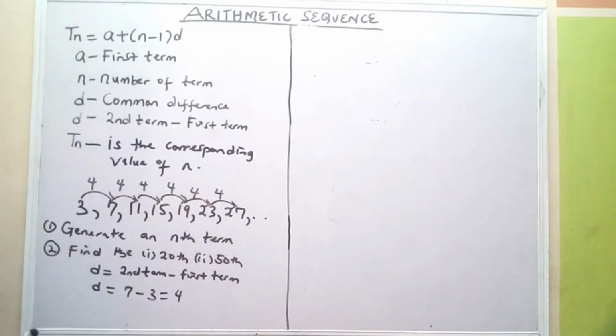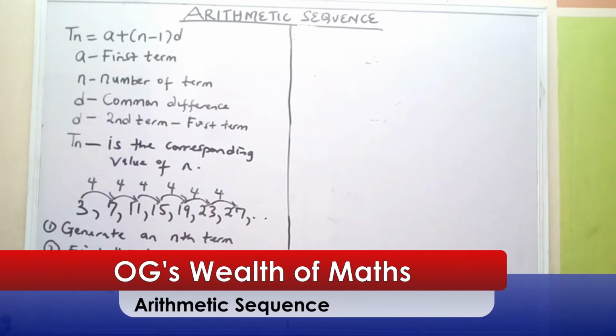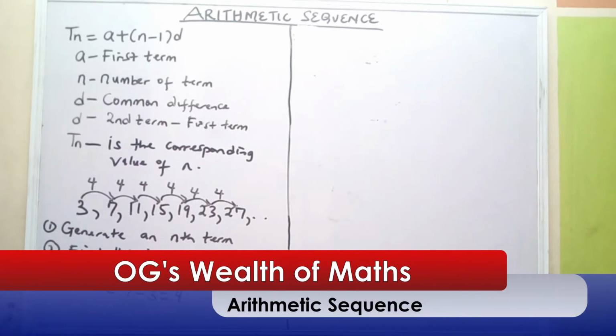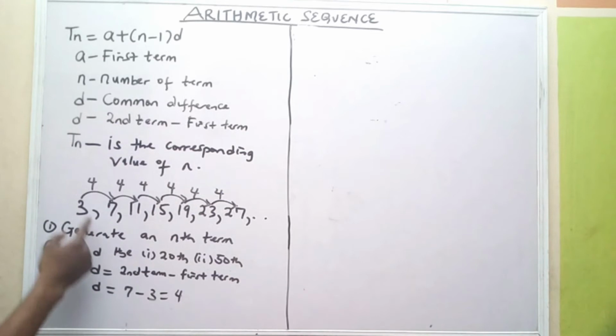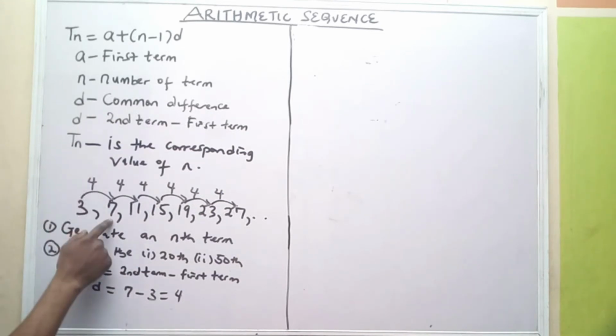So you can see that my common difference is constant throughout the sequence. That's why it is called a common difference. It means the differences are the same. If you look at the sequence, each of the terms increases by 4. If I add 4 to this, I get this. If I add 4 to this, I get that. And that's an arithmetic sequence.